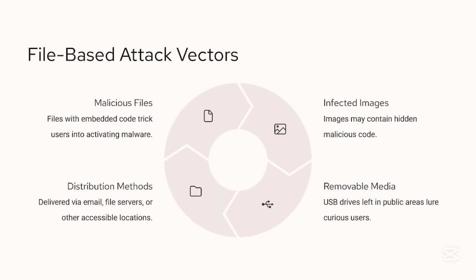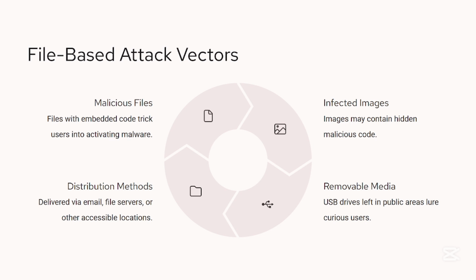We can also look at file-based attack vectors, where files are used in order to go through our system. This can be done through malicious files, where files are embedded with code to trick users into activating the malware. It will look like a normal PDF or a normal file, but encoded with code. So in case it's opened, it activates the malware.